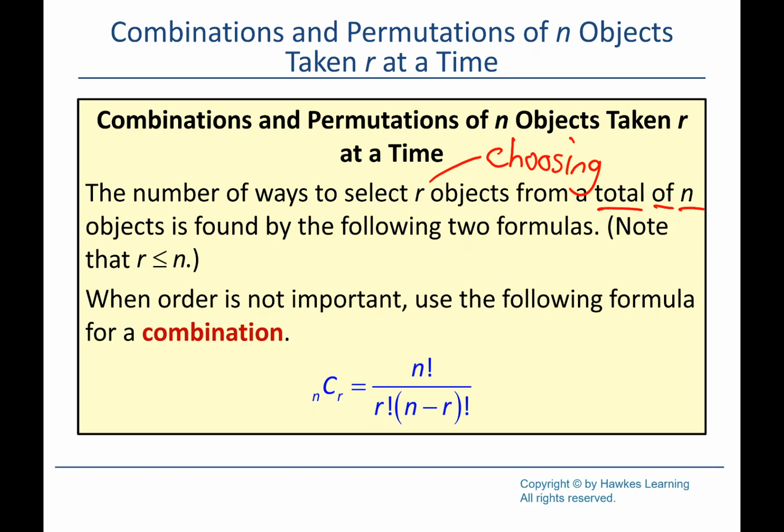Then we have some notation for this. It's not going to be really important for us. Here's our little formula. It uses factorial. So the total number of objects factorial goes on the top. And then we divide by the number we're choosing factorial times the total minus the number we're choosing factorial. It looks complicated, but it's not hard, as long as you have the formula. And that's something that will definitely be on the formula sheet.